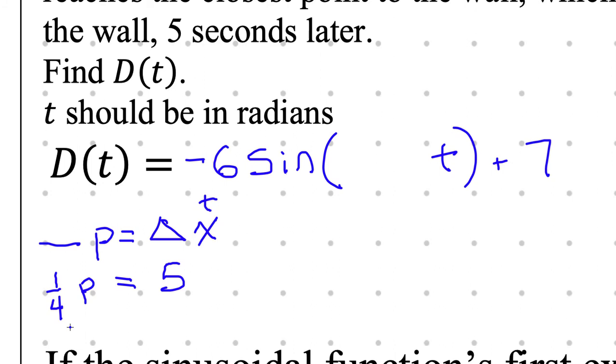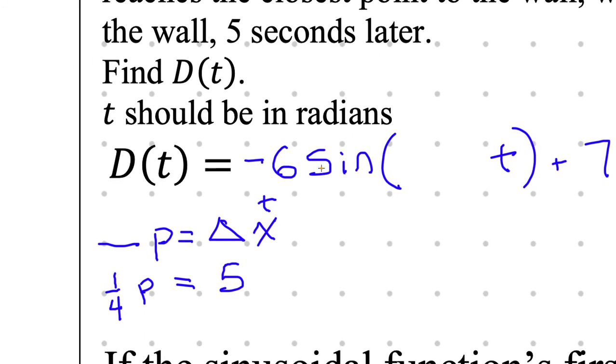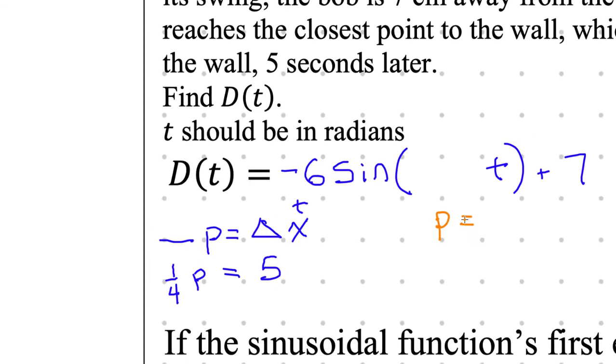So I know a quarter of the period is equal to 5, and then I'm going to solve for the entire period. Once I solve for the entire period, I can plug it in over here to the equation that I think it was Leo gave us, 2 pi over b. Yes, sir. Thank you, Leo.